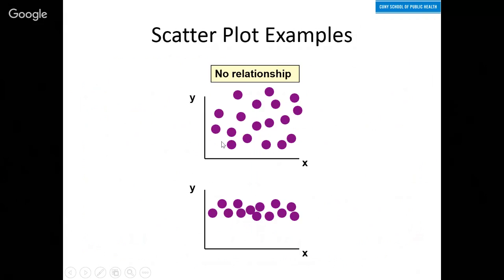These are a couple examples of what no relationship looks like. So this is no linear relationship, no relationship at all. It could look like this, where the scales on the x and the y are equal, or the scales can be different, but still the variability in y is not at all explained by variability in x.